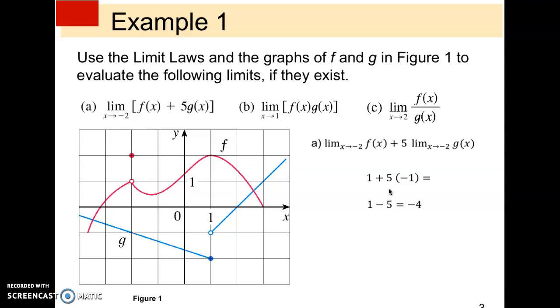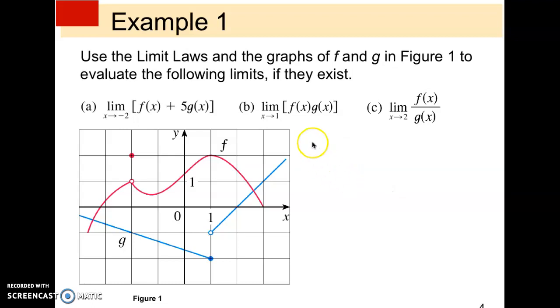Let's look at the second function, or the second example. I want the limit of this product of two functions, and using rule number 3, we know that the limit of a product is equal to the product of the limits, so we would take the first limit and multiply it by the second limit. Now let's go to the graph and look at what these limits are. Well, the limit of the f function as x approaches 1 looks to be an output of 2.